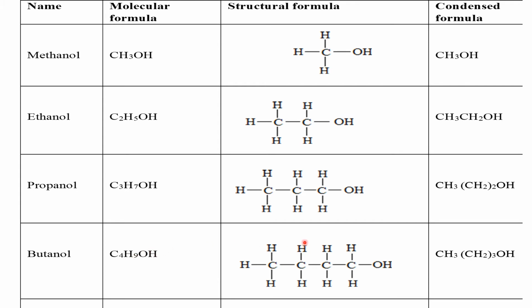Then OH. The structural formula, when drawing it, you start with carbon, then you connect it to the hydroxyl group. Then you populate the other parts with hydrogens and carbons, making sure that you have 4 carbon atoms. Then you connect them. Then the other part you populate with hydrogen atoms, making sure that each carbon atom has 4 bonds and each hydrogen atom has a single bond. The condensed formula, you can just get here as this is CH3, this is CH2, this is CH2, this is CH2, this is OH. Since we have 3 CH2s, this is going to be CH2 in brackets and a 3.